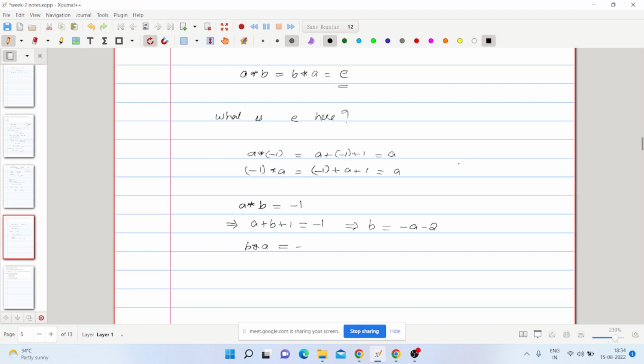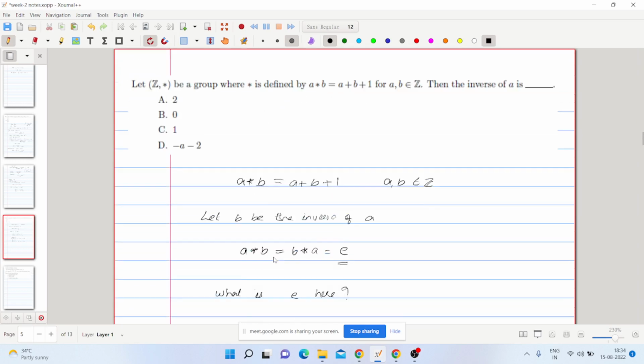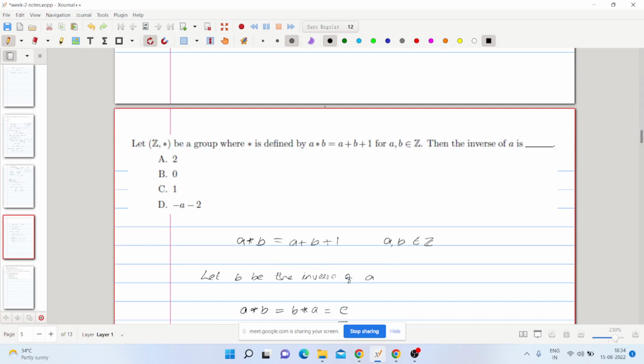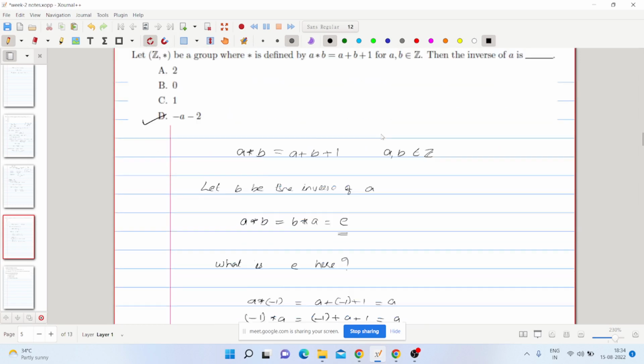In the same way, A star B should be equal to minus 1 and B star A should be equal to minus 1, right? Here also what we will get is B plus A plus 1 equals minus 1. That implies B equals minus A minus 2. So in both senses we are getting B equal to minus A minus 2. So option D is the right answer. Is this clear?